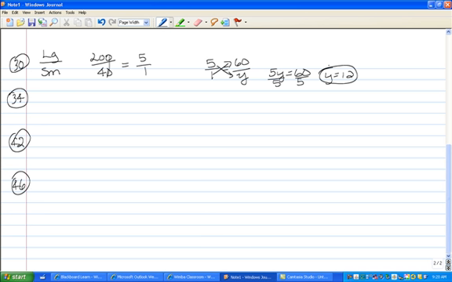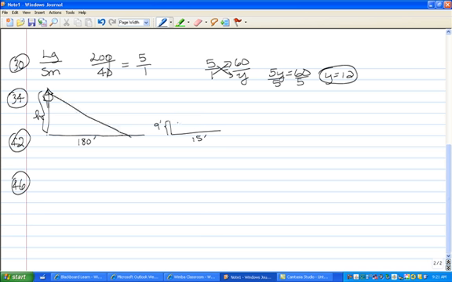Okay, let's do a word problem. It says a forest fire lookout tower casts a shadow 180 feet long. Okay, so here's our lookout tower. It's casting a shadow 180 feet long. At the same time, the shadow of a 9-foot truck, here's our truck, and that's 9 feet, casts a shadow that's 15 feet long. Okay, so we're to find the height of the tower.